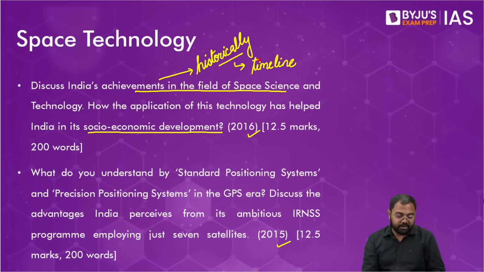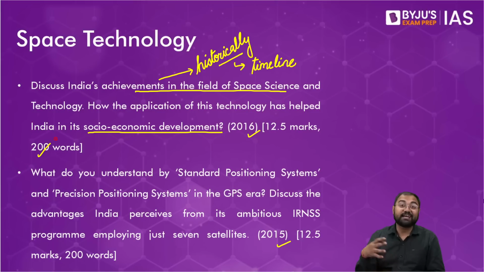So socio-economic development, we know that it has helped our agriculture, it has helped in establishing better communication, it has helped in generating a lot of new employment, it has helped the entire space market develop in India, it has generated a lot of revenue, a lot of startups have developed because of that. So a lot of things that we have already discussed, and you can keep writing all these things, but remember that it has to be written in 200 words.